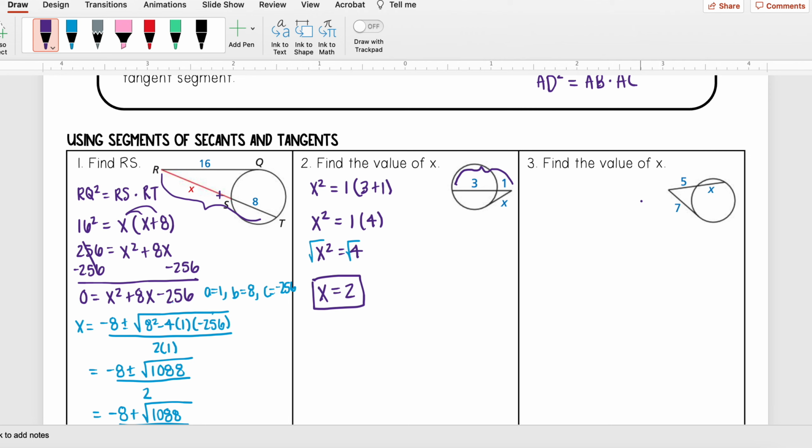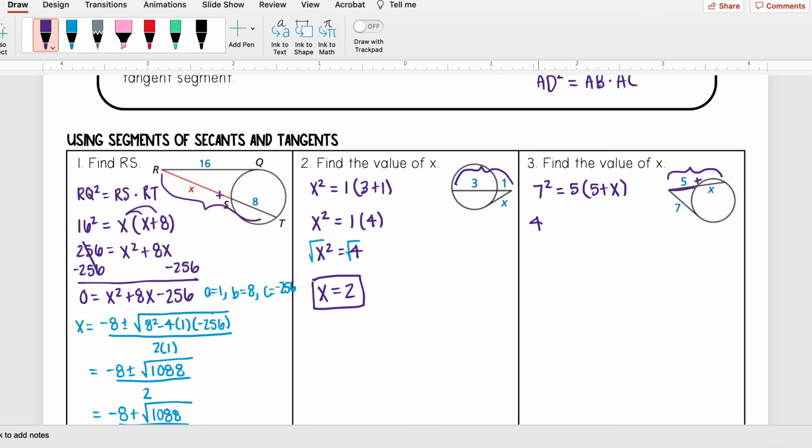Okay, trying one last problem. I want to find the value of x. I see I have a tangent segment and a secant segment, so I know I'm going to use this theorem here. And that told me that my tangent segment squared, so 7 squared, is equal to my external segment, which here is 5, times my secant segment, which is 5 plus x.